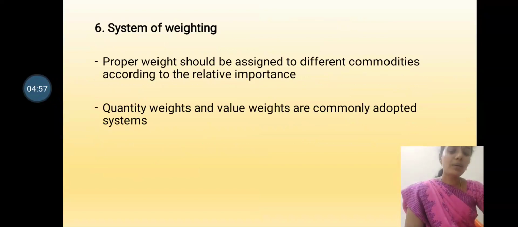So here commonly adopted systems of weighting are first one quantity weights and second one is value weights. These are the two commonly adopted systems in index numbers. So first, quantity weights are appropriate where various commodities are attached importance according to the amount of their quantities used, purchased or consumed. Second one is value weights. Value weights are appropriate where importance is assigned to the expenditure incurred on them.